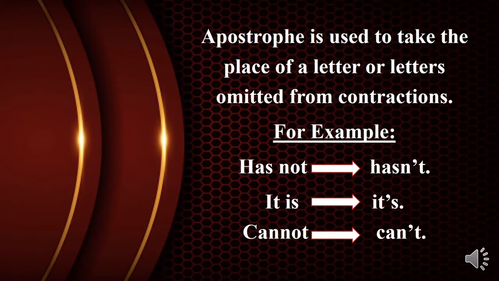Apostrophe is used to take the place of a letter or letters omitted from contractions, which means that we can use an apostrophe for taking the place of a letter or letters omitted from contraction. Observe the following example here. Has not will change into hasn't, it is will change into it's, cannot will change into can't. Let's move forward.